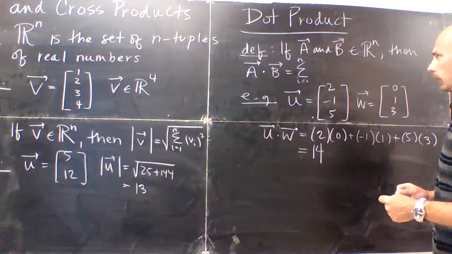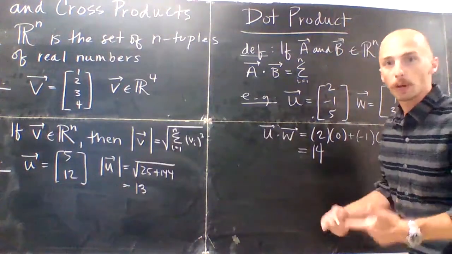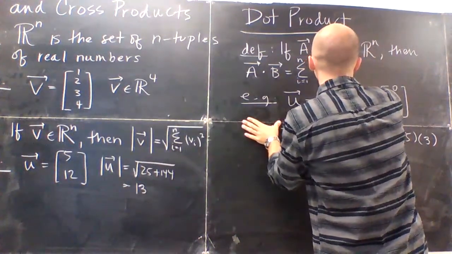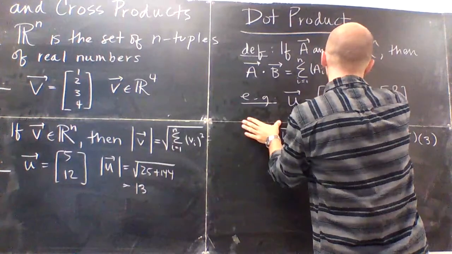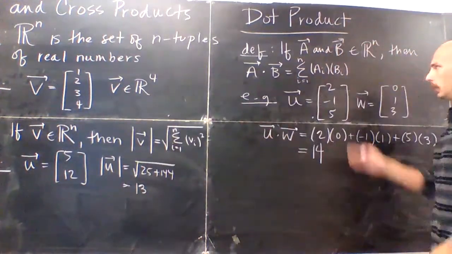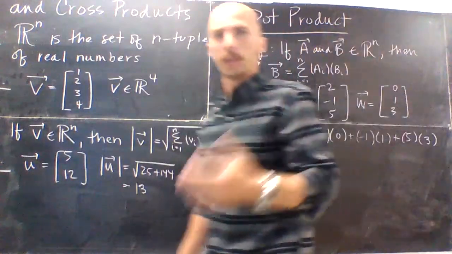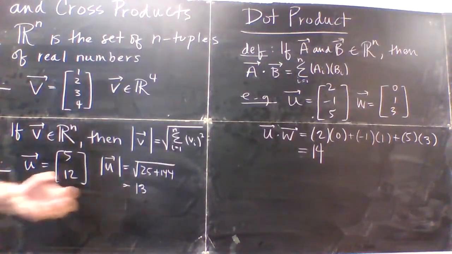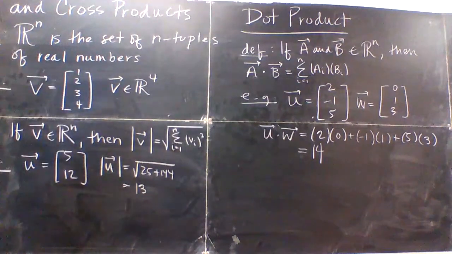Hold on, I lost myself. Oh, I'm multiplying corresponding entries. So that's the ith entry in A multiplied by the ith entry of B. Okay, we multiply and then add. That's what we're saying now. That is the definition of the dot product. Okay, I'm going to pull that example away.